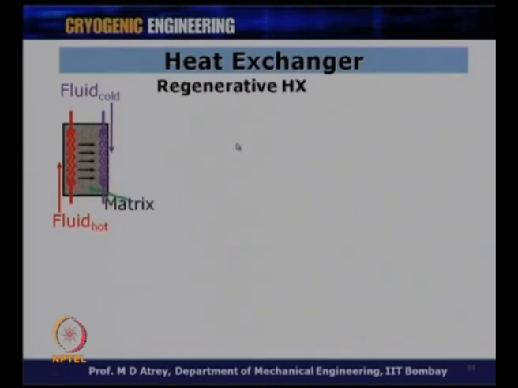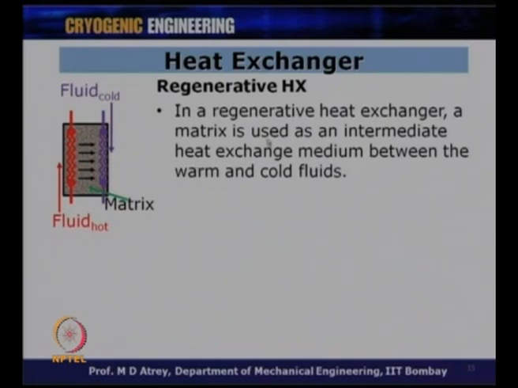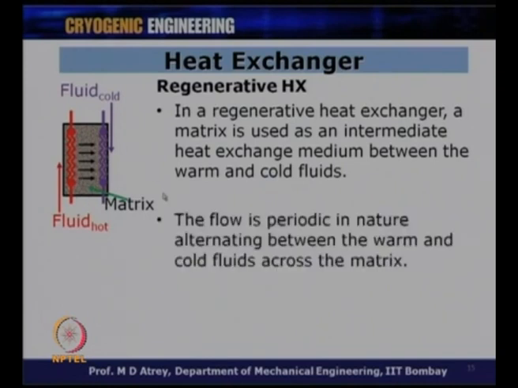Now, let us see the regenerative heat exchanger. In the regenerative heat exchanger, a matrix is used as an intermediate heat exchange medium between the warm and the cold fluid. You can see here, in addition to the warm fluid and the cold fluid, you have a matrix in between. So, what happens here? The flow is periodic. That means I will have a hot fluid going through first for some time, and this hot fluid will give the heat to the matrix, and the matrix will take the heat and store it. After some time, when the hot fluid has gone, the cold fluid will come, which could be the same fluid at lower temperature or a different fluid also.